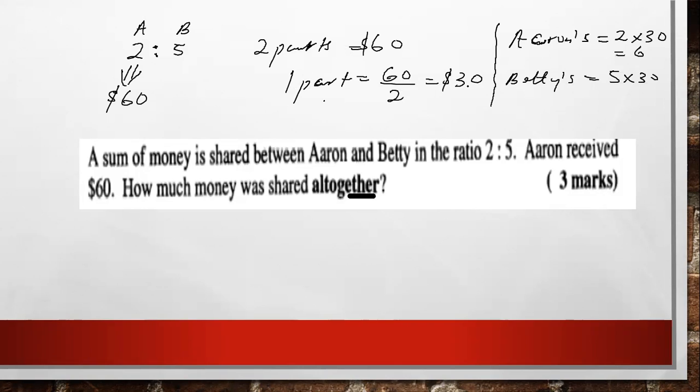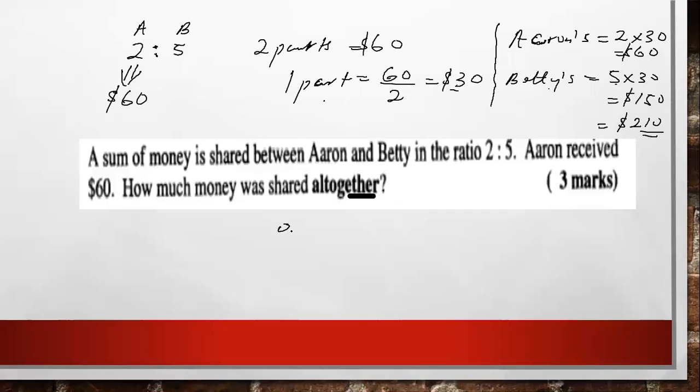Are you following me so far? Yes, sir. So we know that one part is $30. Now, then you go back and they say how much money was shared altogether. So you find the individuals first. Aaron got two parts, so 2 times 30, which gives you 60. Then Betty got 5 parts, which will be 5 times 30, which gives me what? 150. Then you add the two of them, 60 plus 150, what do we get? 210. Right, so the answer here would have been what? 210. So this is one method.